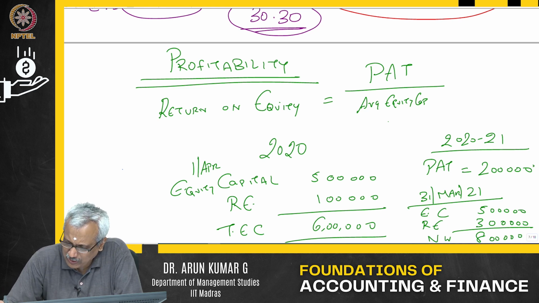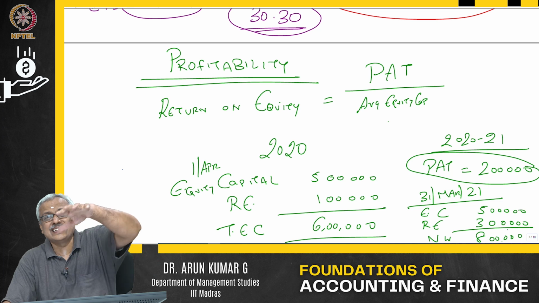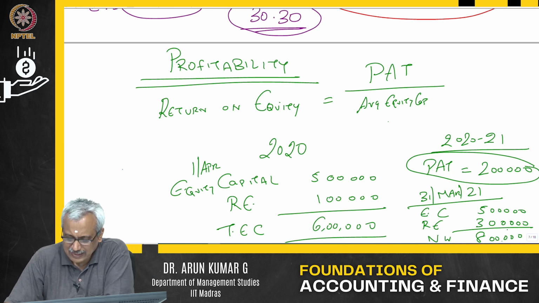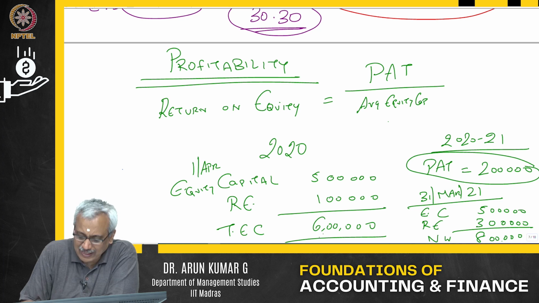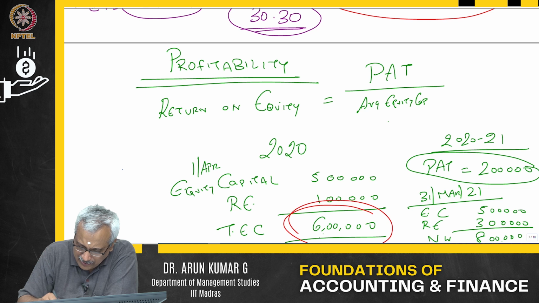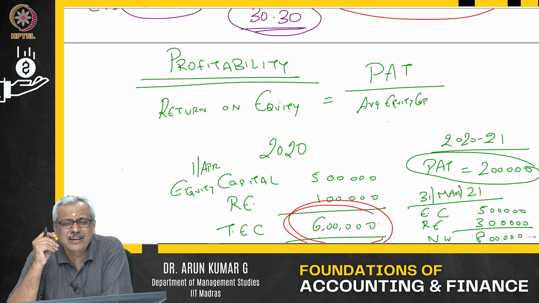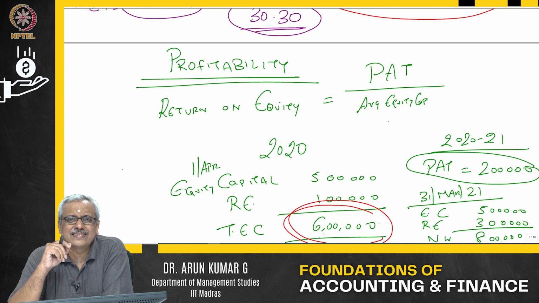So, this 2 lakhs of profit you have earned not on the 8 lakhs, because this 8 lakhs is the resultant figure at the end of the year. This 2 lakhs I have earned on the 6 lakhs, the initially invested capital. Is it only the initially invested capital? Well, slightly difficult, because on 1st of April you had 6 lakhs.